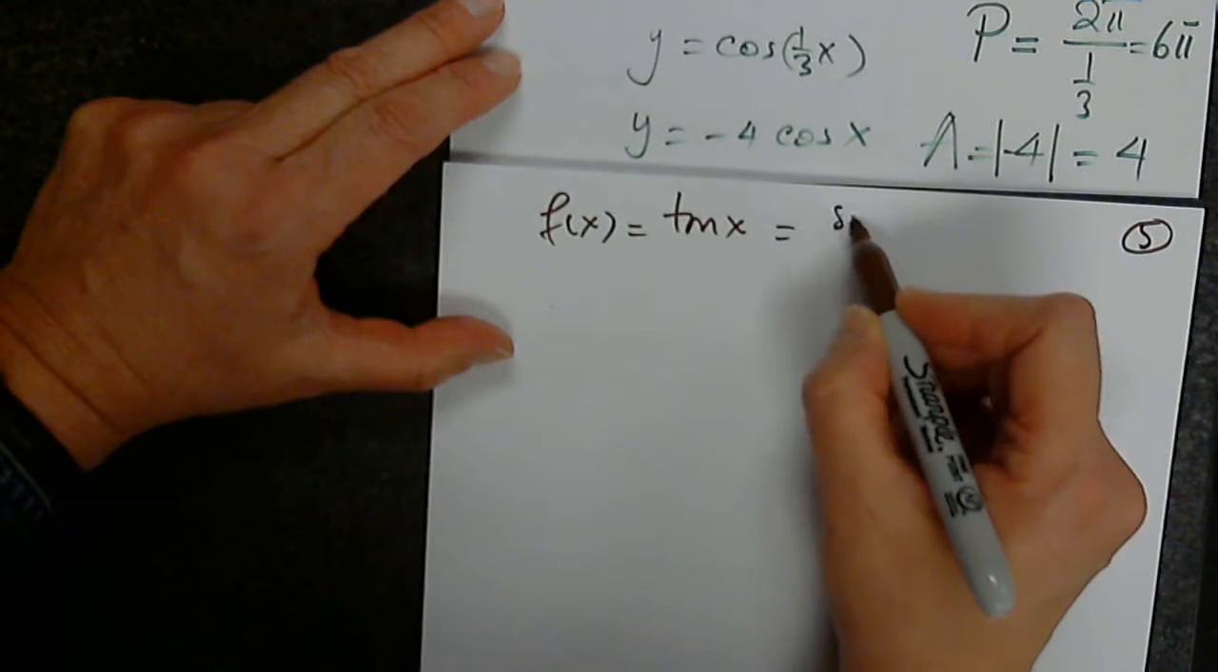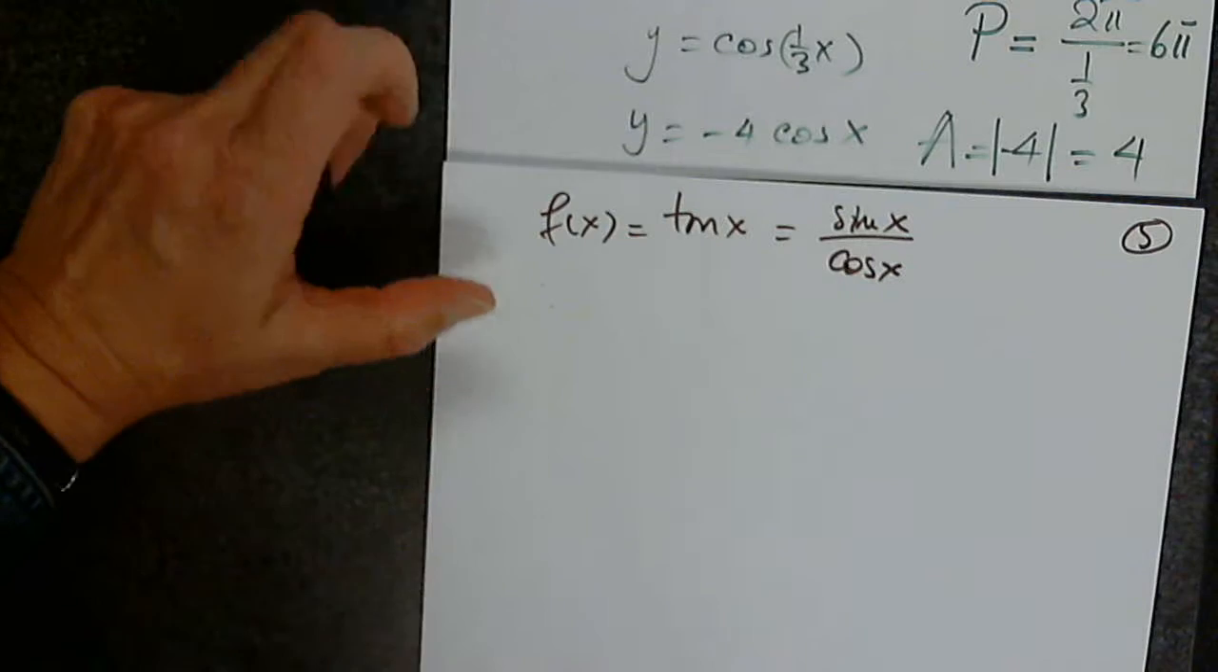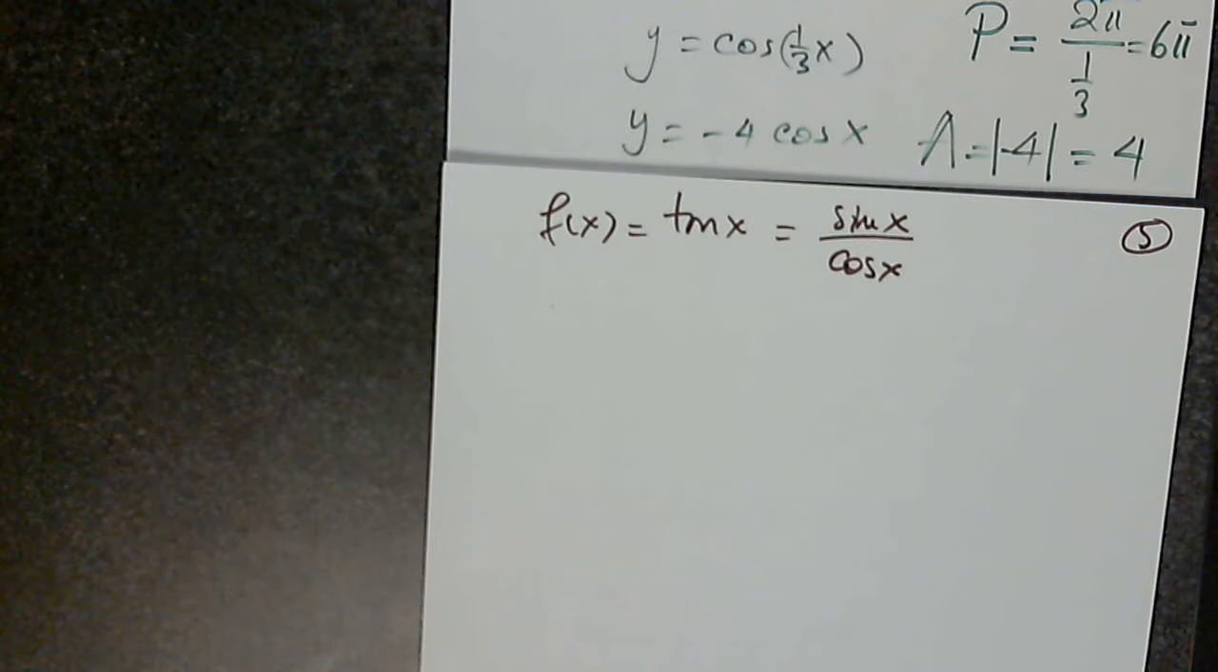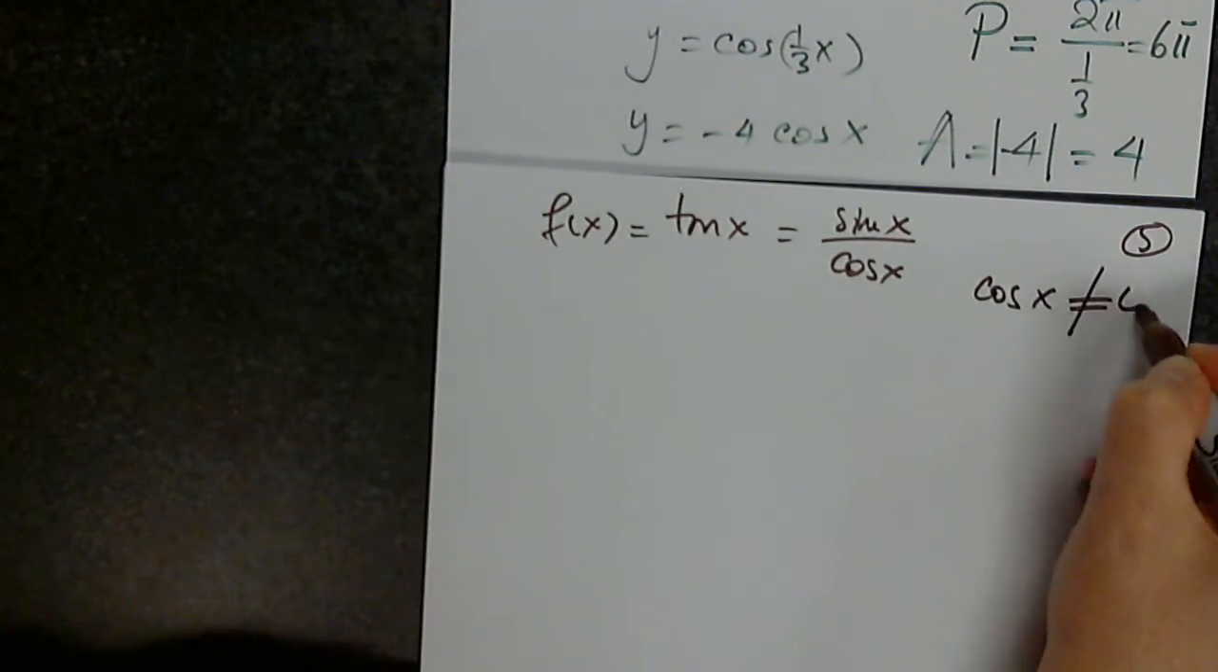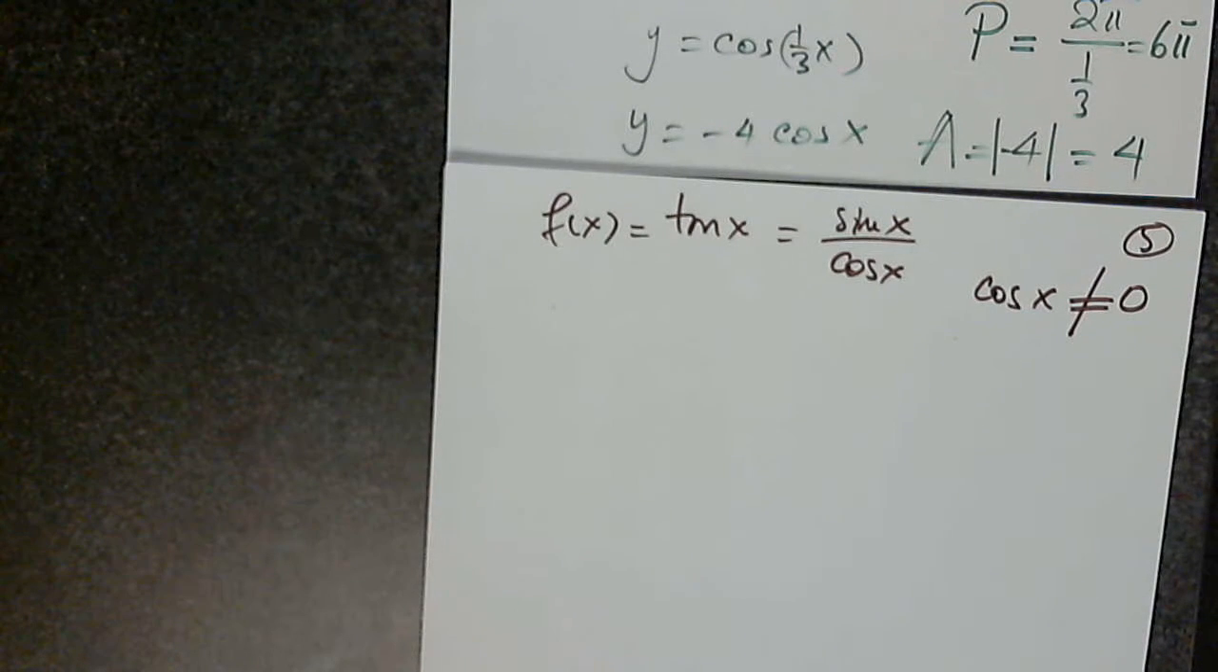Well, tangent x is not a friendly function because it's a ratio of 2 functions, and it can be undefined when cosine is 0. So there is a problem here. So we know from chapter 3 that when a rational function is undefined, at that point, and it cannot be simplified in any way, at that point the function has a vertical asymptote.